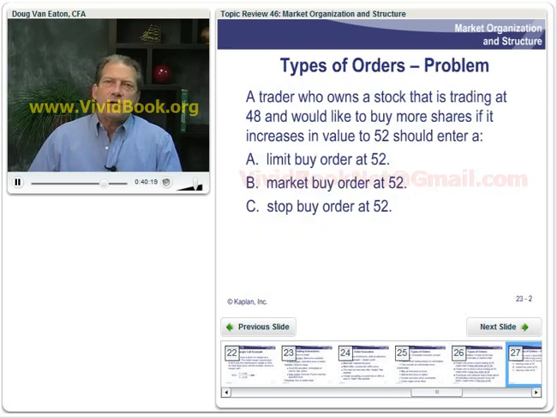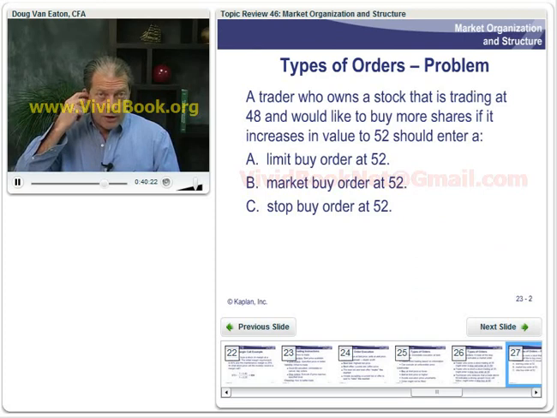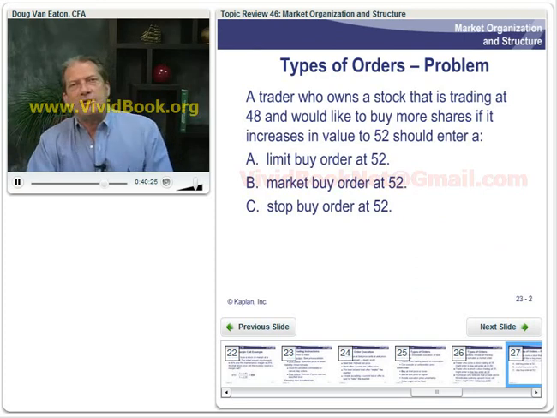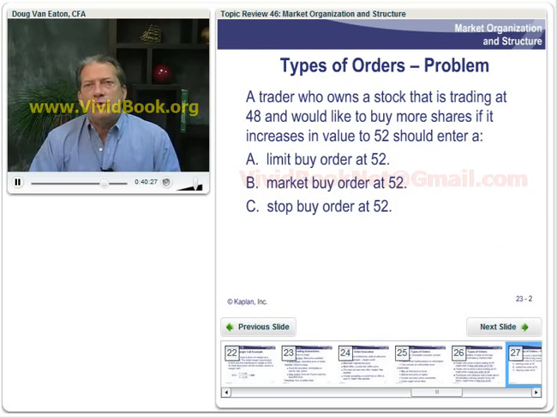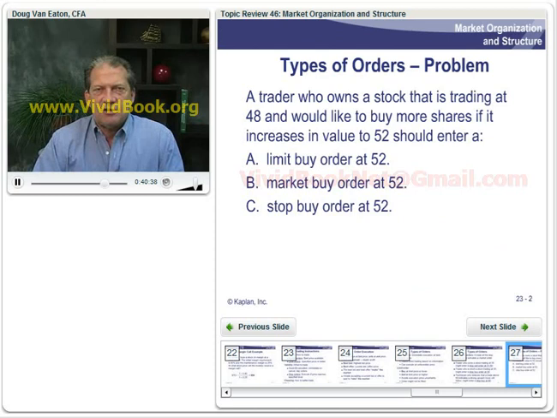So let's take a look at a question here that I hope will sort out some of the difficulties that candidates sometimes have with this. A trader who owns a stock that is trading at 48 and would like to buy more of it if it increases in value to 52 should enter A, and take a second to look at this and determine clearly in your mind which answer you like the best. Well, the mistake often made is to choose A. It's actually C, a stop buy order at 52.